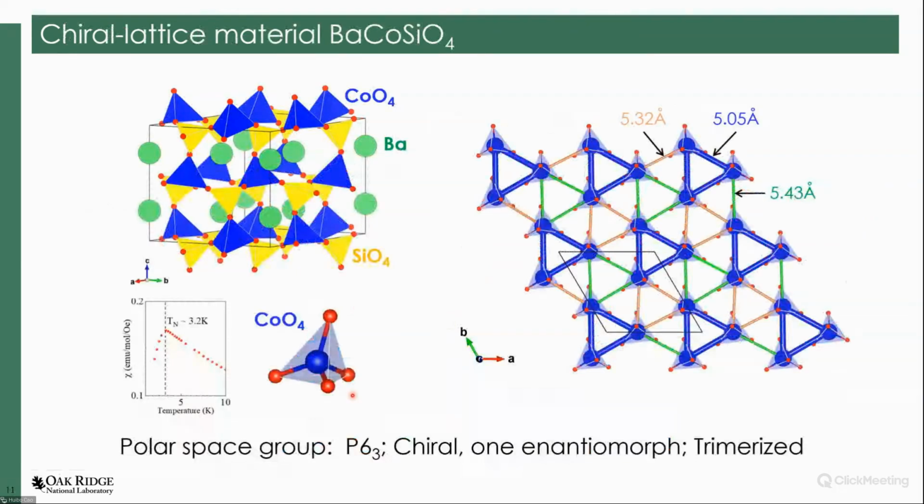The structure we are working on is a chiral structure. You can look at it as cobalt oxide tetrahedra. Cobalt sits among four oxygens, connected as a tetrahedron. The cobalt tetrahedra are connected by silicon oxide tetrahedra. So we don't expect very strong interaction. This is why, by susceptibility measurement, the transition temperature is 3.2 K. So that's all expected.